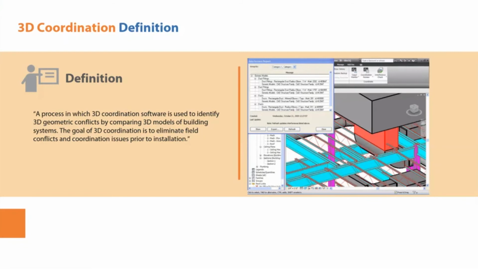As an industry, many of us know what the 3D coordination process is and how it is affecting our industry. One commonly accepted definition of 3D coordination is a process in which 3D coordination software is used to identify 3D geometric conflicts by comparing 3D models of building systems. The goal of 3D coordination is to eliminate field conflicts and coordination issues prior to reaching the construction and installation stages.